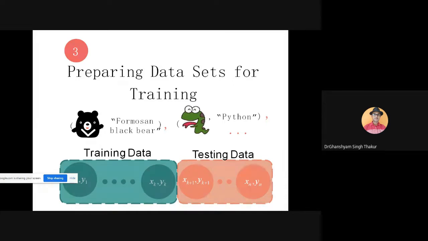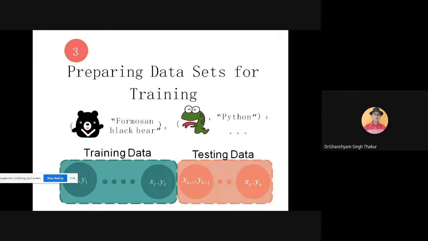After collecting the data, you have to prepare the data for training purposes and testing purposes. So the data preparation requires some pre-processing tasks like cleaning, transformation, and translation, and then data selection. So you have to have some task-relevant data for your research purpose. This particular diagram shows the training data and testing data. So this is the third step, which shows preparing the data set for training purposes.